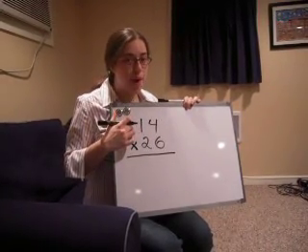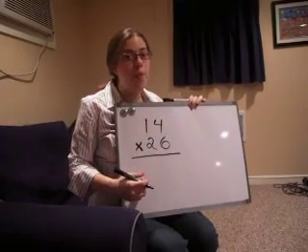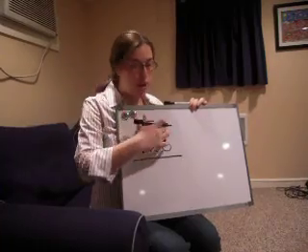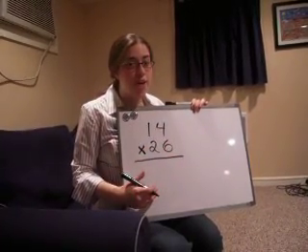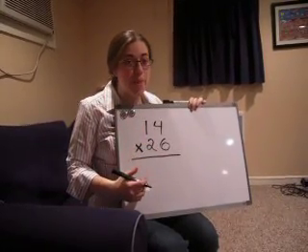We have an example problem right here. 2 digits on the top times 2 digits on the bottom. Remember, digit is just another word for number, so here we have 2 numbers on top and 2 numbers on the bottom. We're going to start off by going through the steps that help us do 2-digit by 2-digit multiplication.